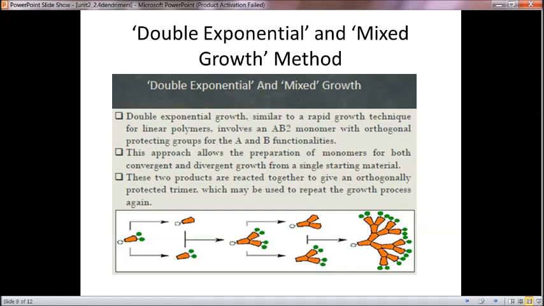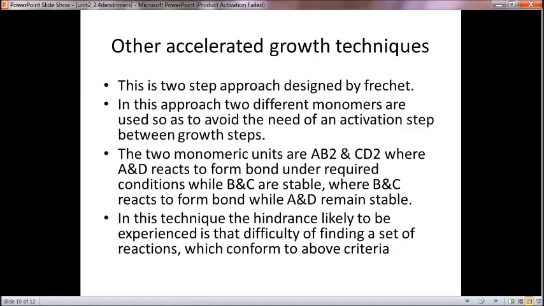And among other accelerated growth techniques, we have the two-step approach designed by Frechet. In this approach, two different monomers are used so as to avoid the need of an activation step between growth steps. The two monomeric units are AB2 and CD2, named based on their branches. A and D react to form a bond under required conditions, while B and C are stable; likewise, B and C react to form a bond while A and D remain stable.